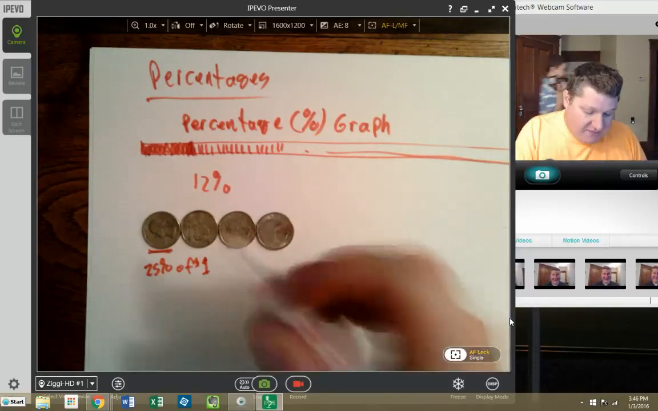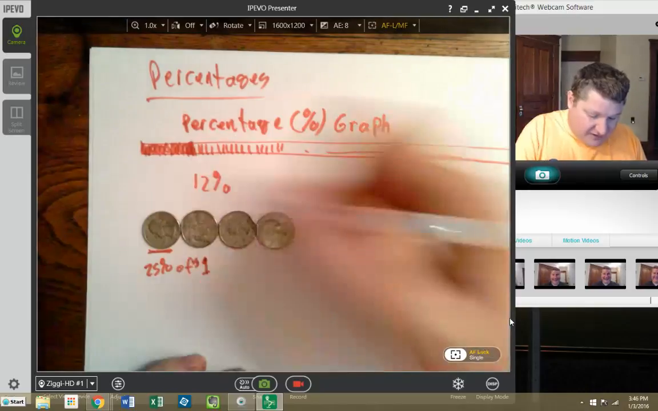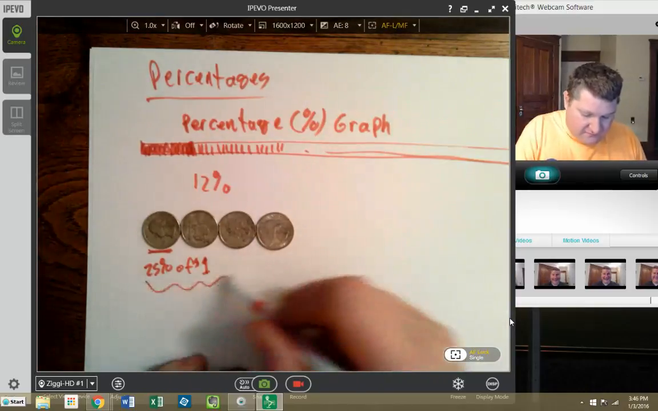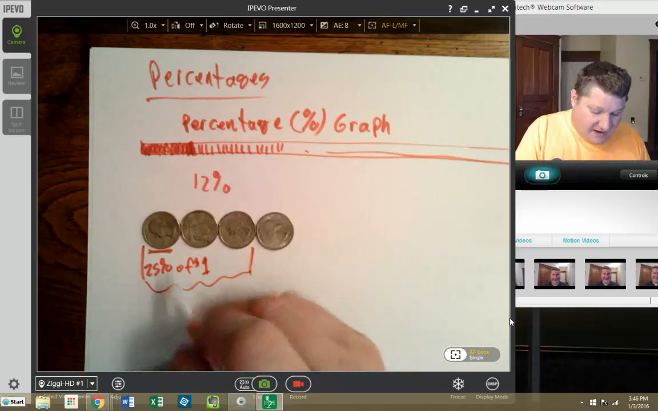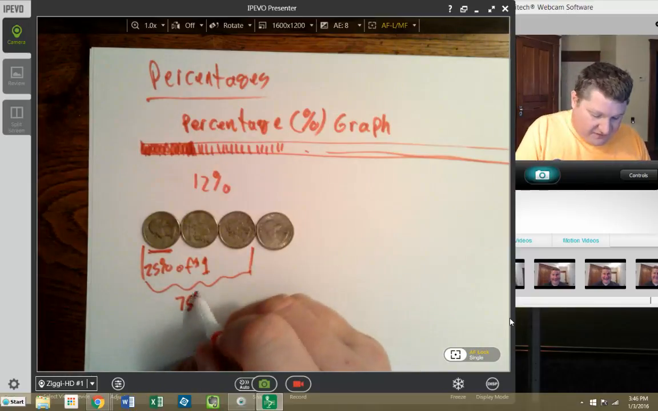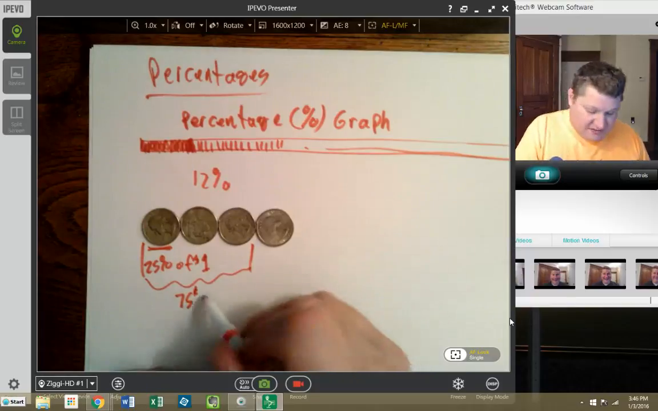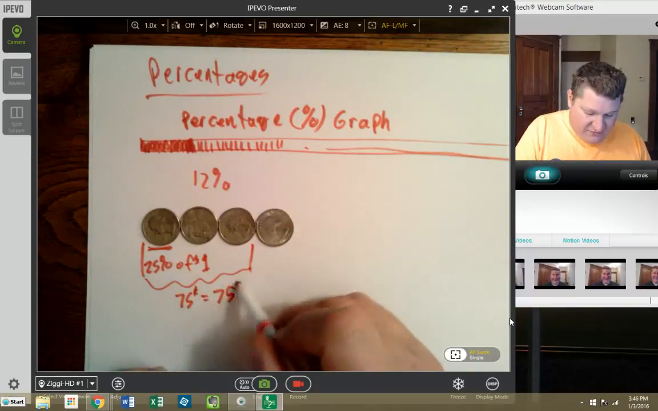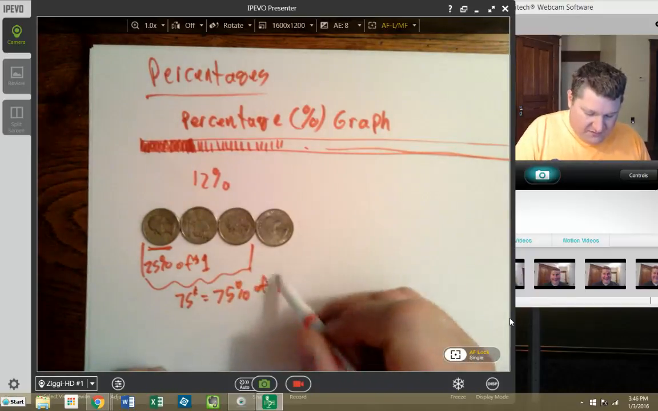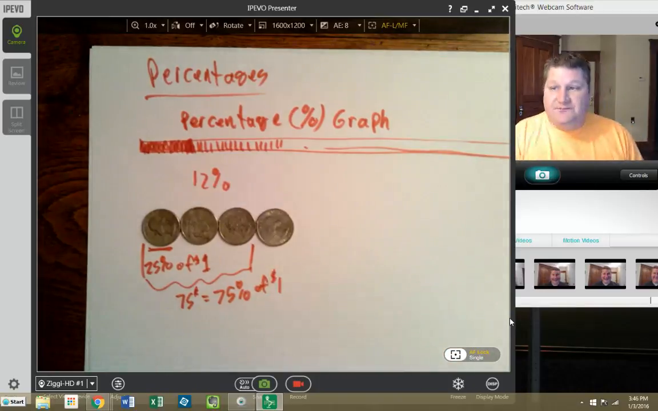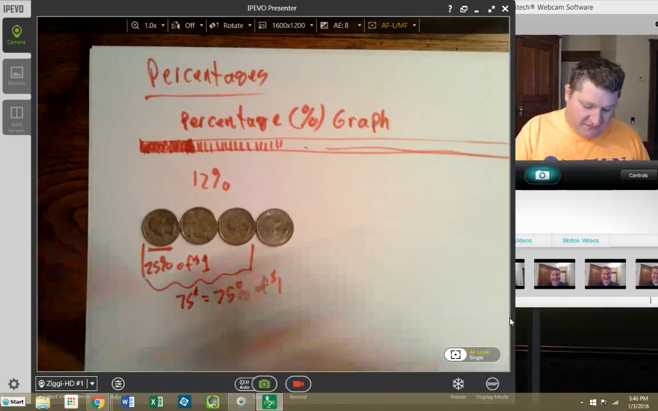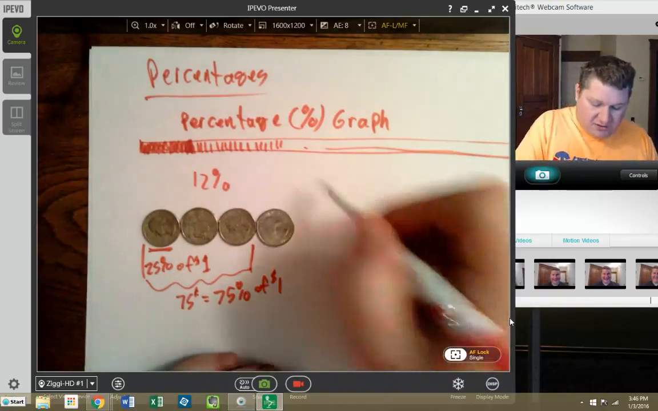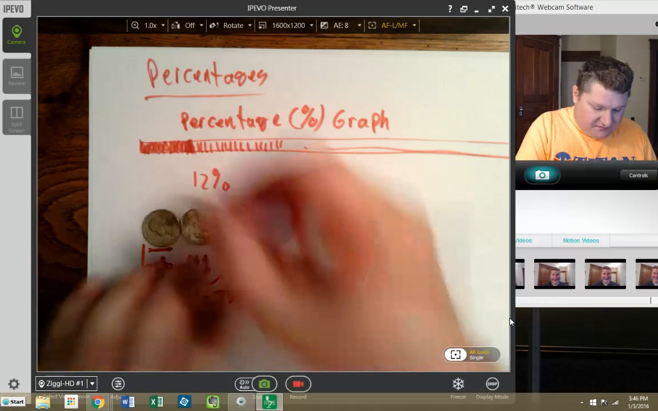Now, if I happen to have, say, 3 of them right there, that would be 75 cents, which also means that would be 75% of $1. So it works out really nicely. Now you say, wait a minute. 25 cents, fair enough. 75 cents, fair enough. What would it look like as a graph? Well, let's take a look here.